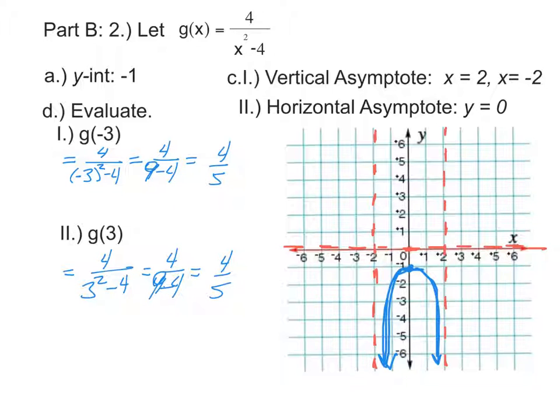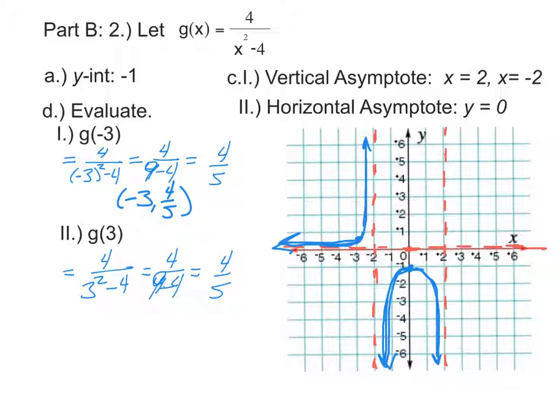Because we evaluated g at negative 3, that means that when x is negative 3, we found the y-coordinate to be 4/5. So if I plot negative 3, 4/5, that's about 0.8, just below 1. I know that my curve has to go through that point and then get closer to the asymptotes. This vertical asymptote and this horizontal one. So there's a good graph there.